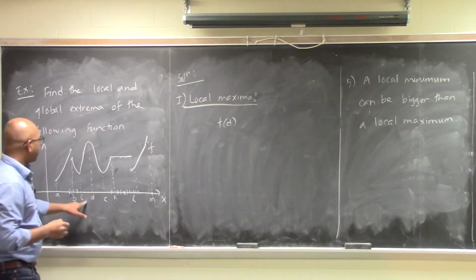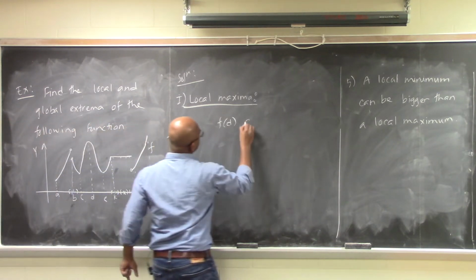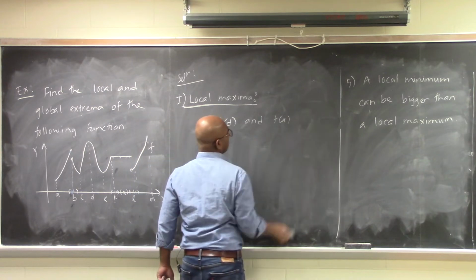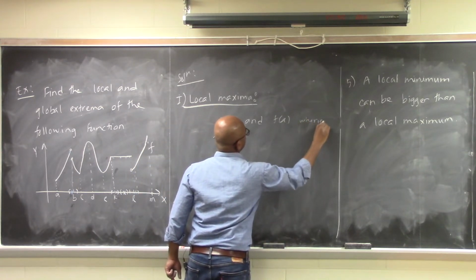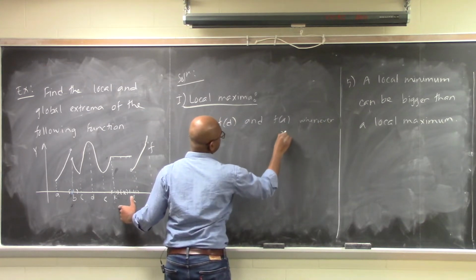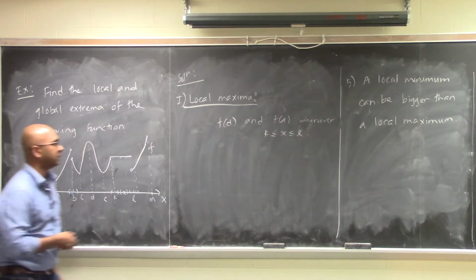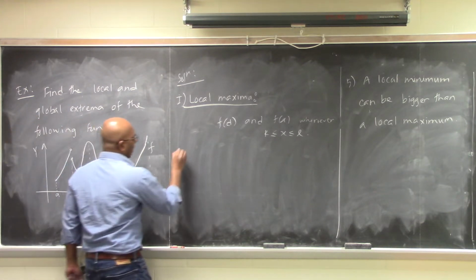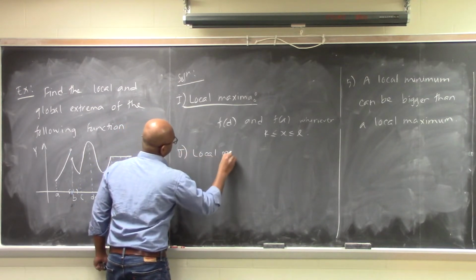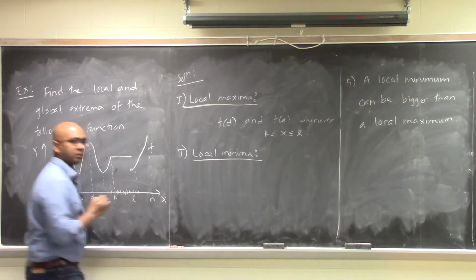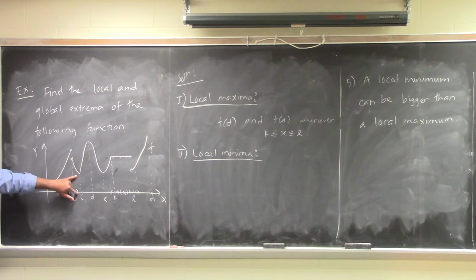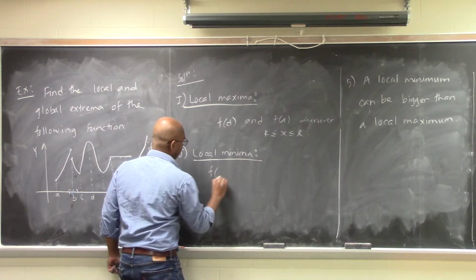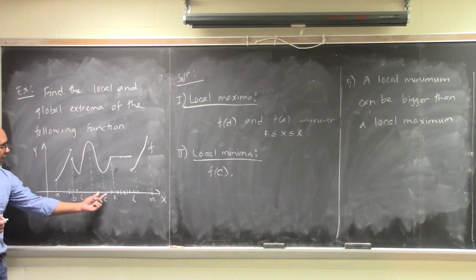Okay, so F of D is a local maximum, and what else? And F of X, let me write this way, F of X whenever X is coming from this interval between K and L. Okay, these are all the local maxima. Does it make sense? Okay, now what are the local minima? Of course, F of C, right? Good. What else? F of E, right? So F of C is a local minimum, F of E is a local minimum.